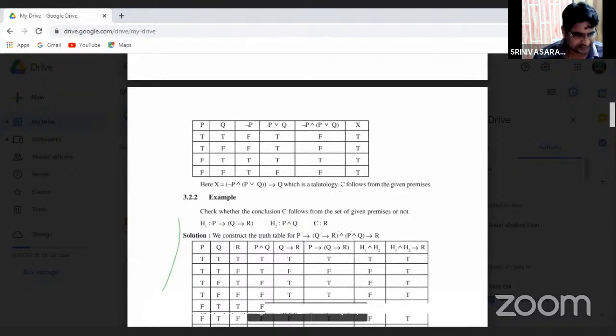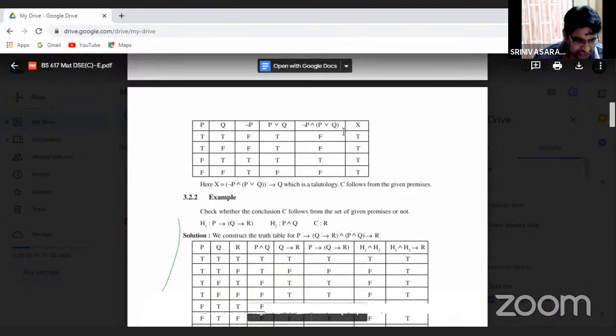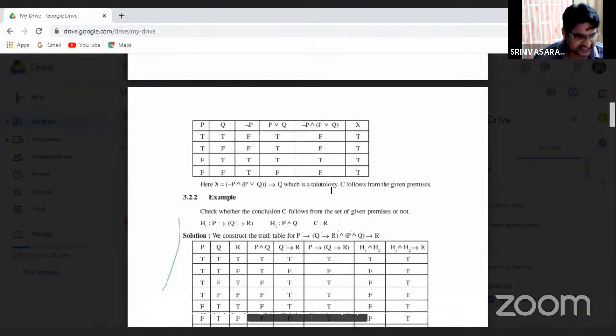So that is, last you have to observe the last column. All the values are true. Now we are getting the result is tautology there. Okay, that's it.